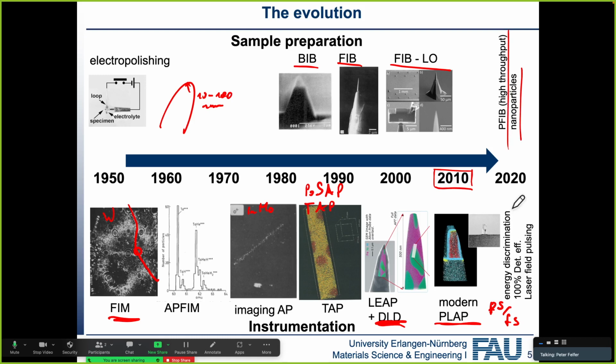What we don't have is energy discrimination in the detector, and we'll get into that. We also do not have 100% detection efficiency, and we also do not have new types of lasers available, but there is some research on that. And some of that research is actually done here by us. So you can talk to Merpat, my PhD student, for example. He uses ultra-short laser pulses for atom probe tomography, and this is one example.